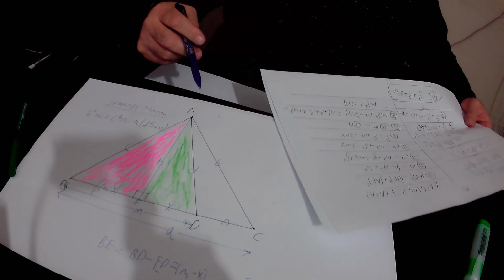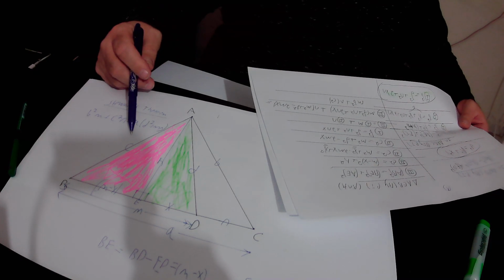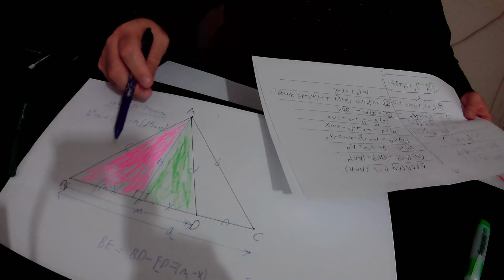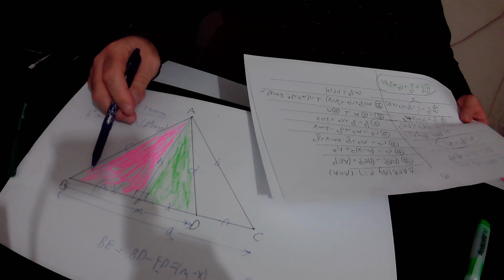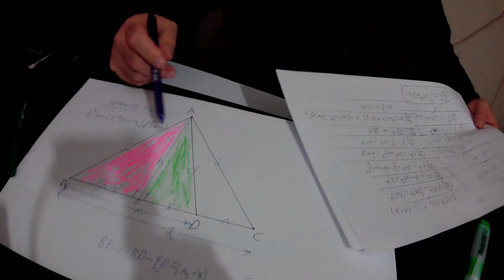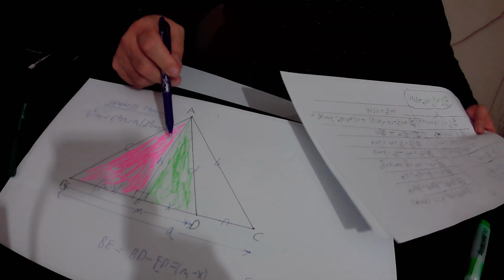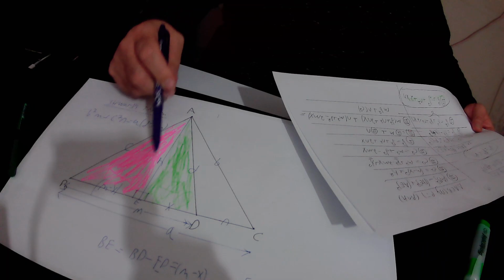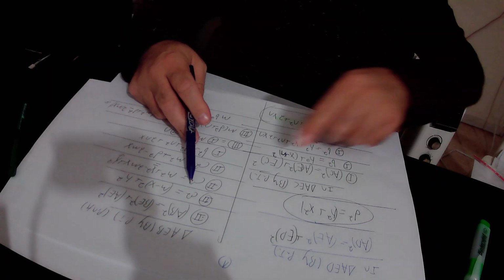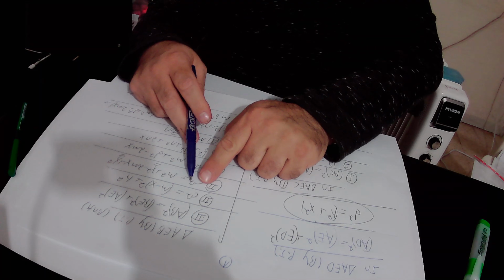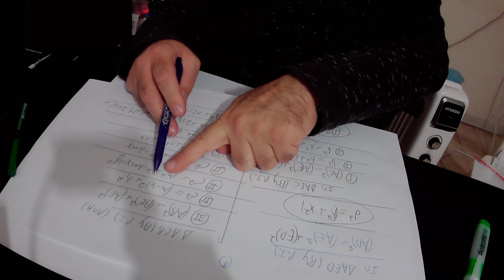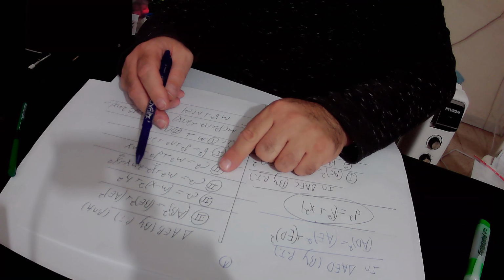AB equals C, therefore AB square is C square. And it is equal to BE square. BE is M minus X, therefore BE square is M minus X square, plus AE square. AE is H, therefore AE square is H square. So in conclusion, we found out that according to the Pythagoras theorem in the right pink triangle ABE, C square equals M minus X square plus H square.